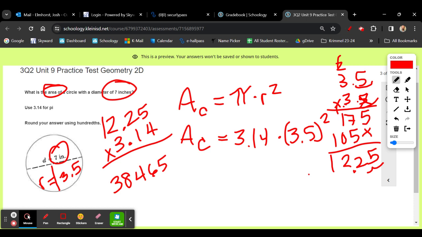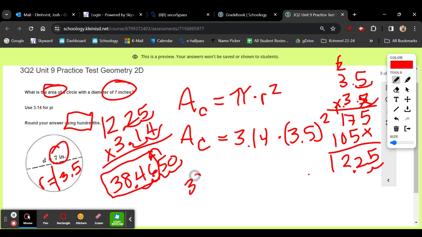Now check your answer. We got 38.465. And it says round your answer using hundredths decimal place value. So that tells you 5 tells you to round that up. So we got 38.47.